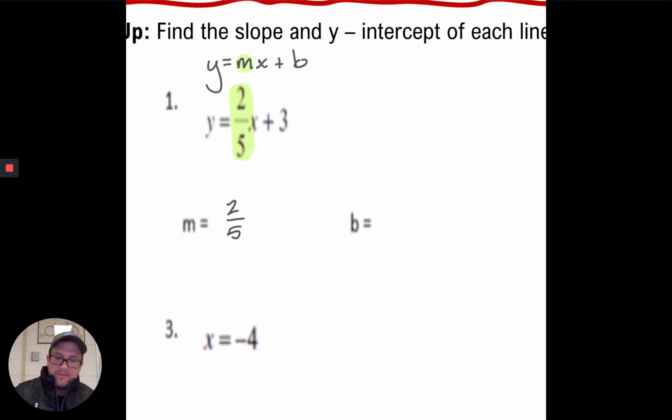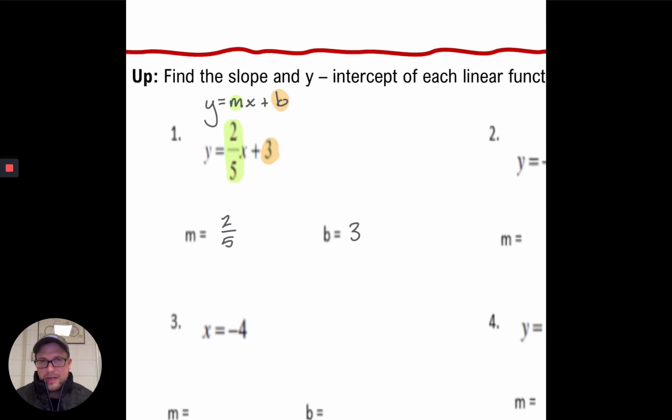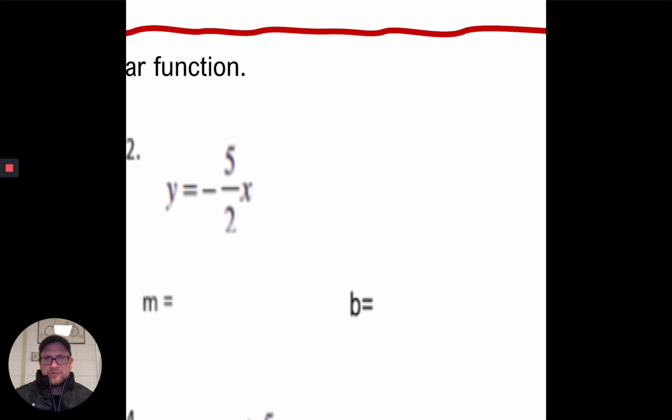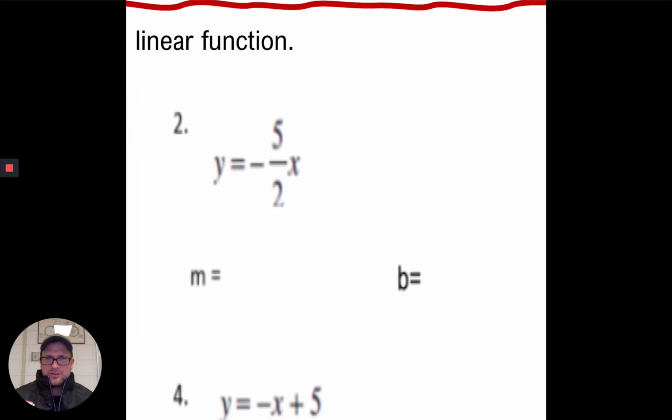Looking at the b value in this problem, it is the 3. Right? So the 3 is the b, so we can put a 3 right there. Our y-intercept is 3, and we have a slope of 2/5. Not bad. Let's look at the next one. Oh, this one gets a little weird. I knew this was too easy to be true.